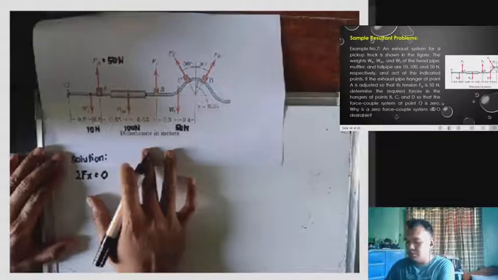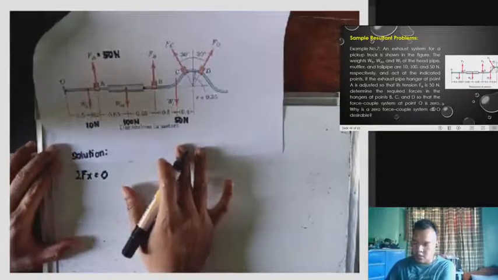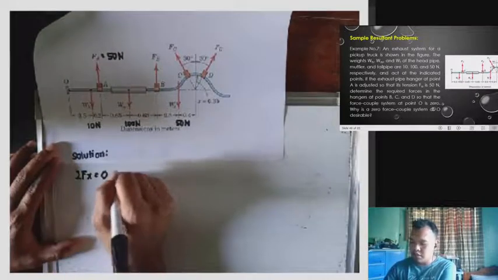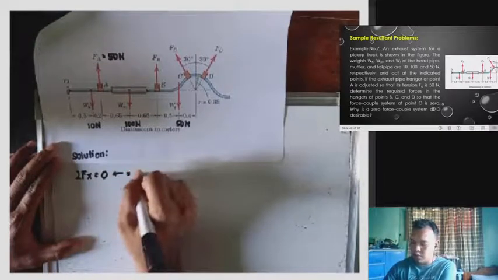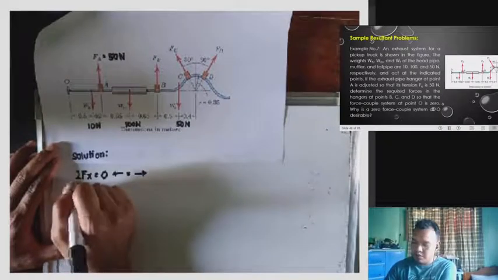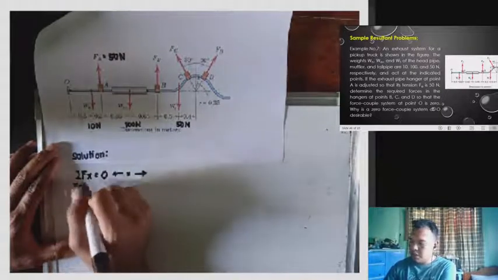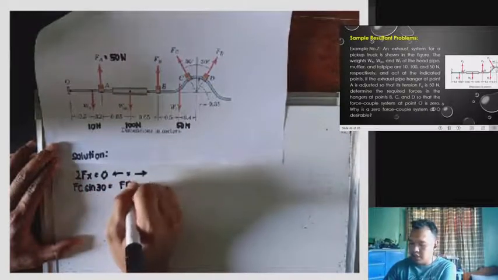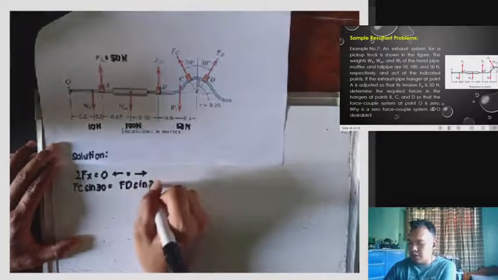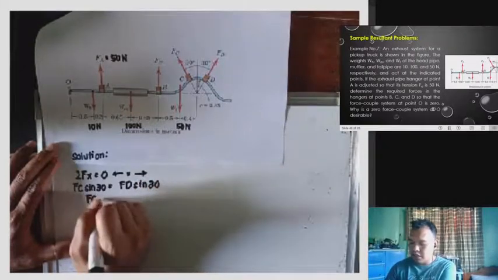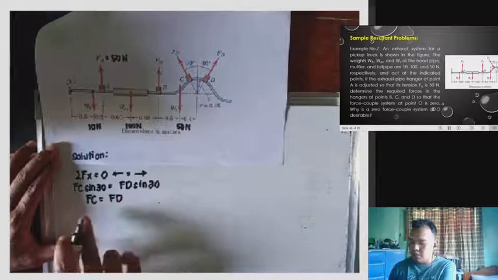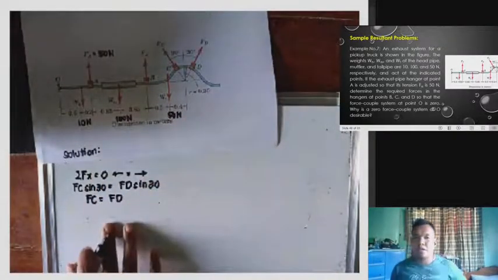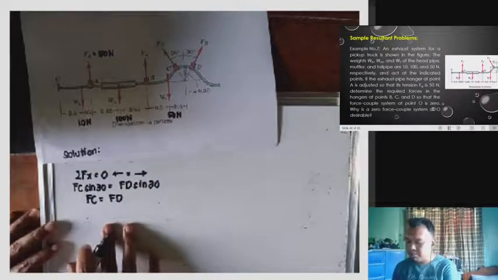Ibig sabihin, summation of forces X natin is equivalent kay 0. Going to the left is equivalent kay going to the right. Therefore, FC sine 30 is equivalent kay FD sine 30. Therefore, FC is equivalent kay FD. Ibig sabihin, yung value ni FC is pareho daw kay FD, para maging equilibrium po yung pinag-uusapan natin.